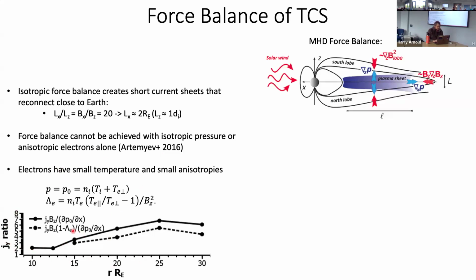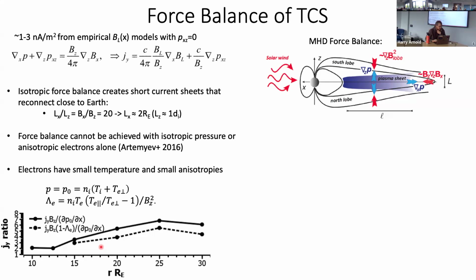And he comes up with this really nice plot showing the force balance along the tail. So the solid line here is J cross B divided by the isotropic pressure gradient. And you can see if MHD force balance was sufficient, then this line would be a constant at 1, and it is significantly larger than 1 as you go out in the tail. And when you take into account electron anisotropy, you arrive at this dashed black line, which is a little bit better, but it's still far from equilibrium. So electron anisotropies and isotropic plasma is not sufficient.